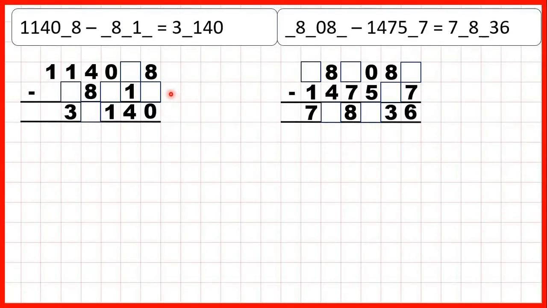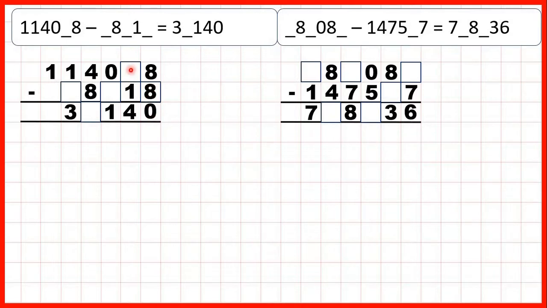Now we have some missing digit problems for column subtraction, and the way to solve these is to work through the problem in the same steps that we use for column subtraction. So that's working from right to left, starting with our ones place value column. We have 8 minus something, and we have a 0 in the ones digit of our answer. So we know that this digit here must have been an 8, because 8 minus 8 is 0.